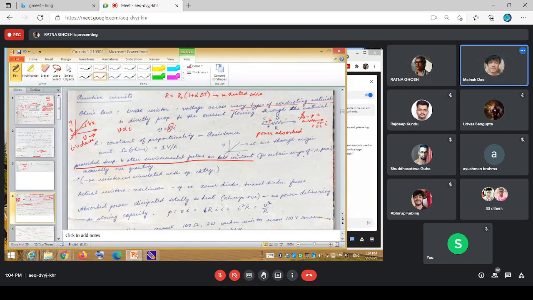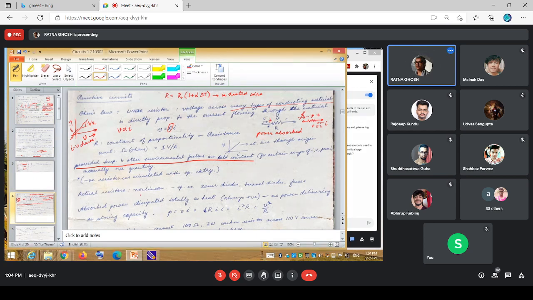25 watts? 5 watts? 25 watts. No. Nearly 1 watt. These are actually quarter watt or half watt kind of elements. Okay, so as low as that. Yeah. So coming back to this one.